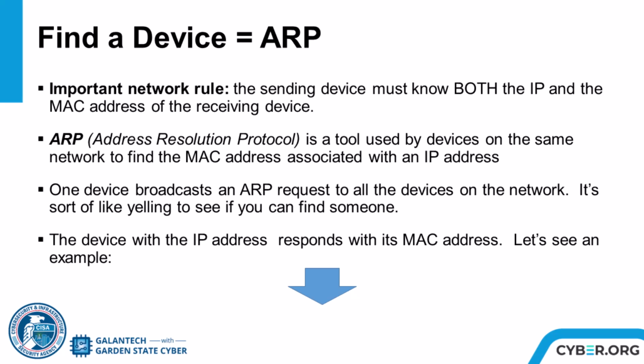So if a network has a lot of ARP broadcasts going on, then that network is probably going to be slow. Just like when highways slow down when they have too much volume, the same is true of networks. The device with the IP address will respond to the ARP request with its MAC address.